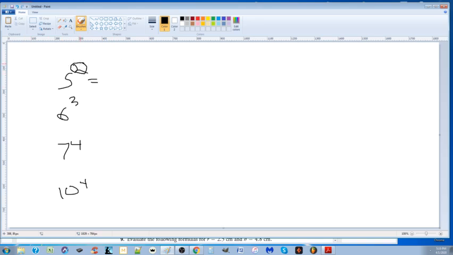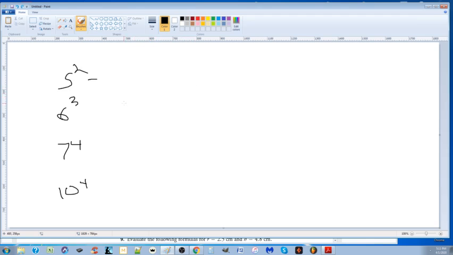So this exponent really tells us how many times we're going to multiply that number times itself. And I want you to think about that at all times. So we're really saying 5 times 5, and that's obviously easy to figure out. It's 25. Some exponents are not easy to figure out.